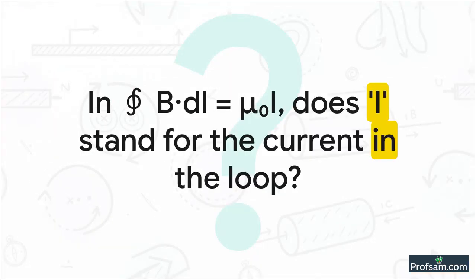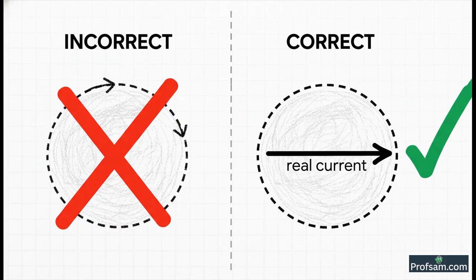So this is probably the biggest point of confusion for students. You look at the formula, you see the loop, and you ask, does this letter I stand for a current that is flowing in the Amperian loop itself? And the answer is a very, very big no. Please, everyone remember this. The Amperian loop is just an imaginary path we draw in space. It's a mathematical tool. There is no actual wire or current flowing along this loop. The I in the formula is the real physical current that is piercing through or threading through the area that is enclosed by our imaginary loop. This is a crucial distinction.